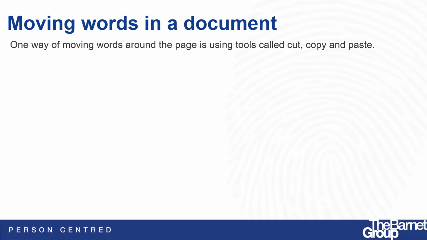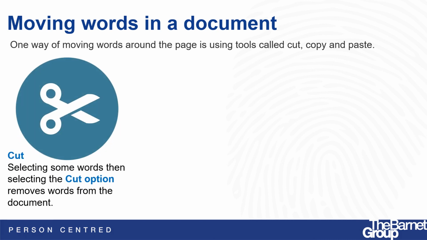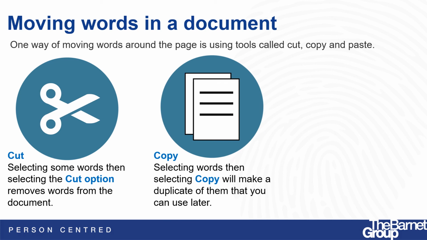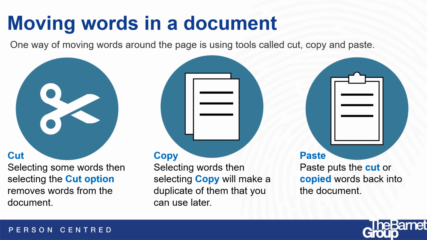Moving words in a document. One way of moving words around the page is using tools called Cut, Copy and Paste. Cut. Selecting some words, then selecting the Cut option removes words from the document. Copy. Selecting words, then selecting Copy will make you a duplicate of them that you can use later. Paste. Paste puts the cut or copied words back into the document.